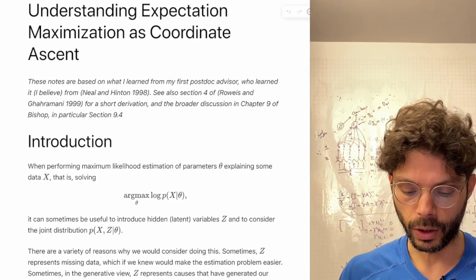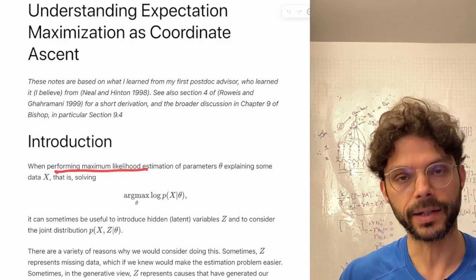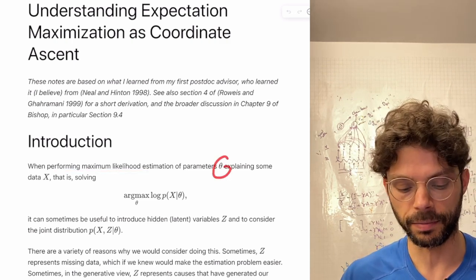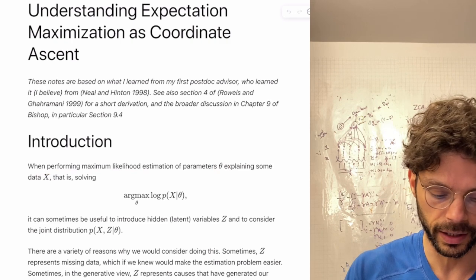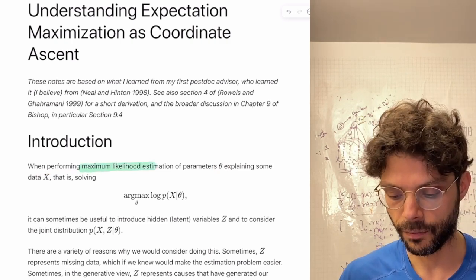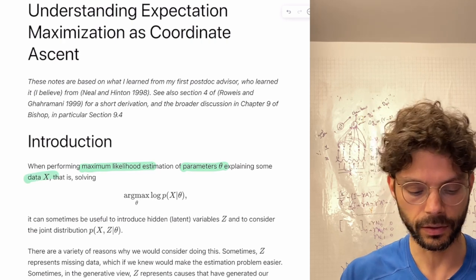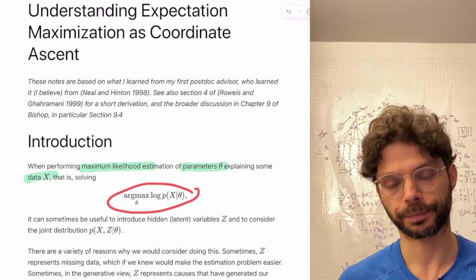So what are we trying to do? Well, we're trying to do maximum likelihood estimation of parameters theta, explaining some data. So let's just highlight that: some parameters, given some data. Okay, so this is the thing we're trying to solve.